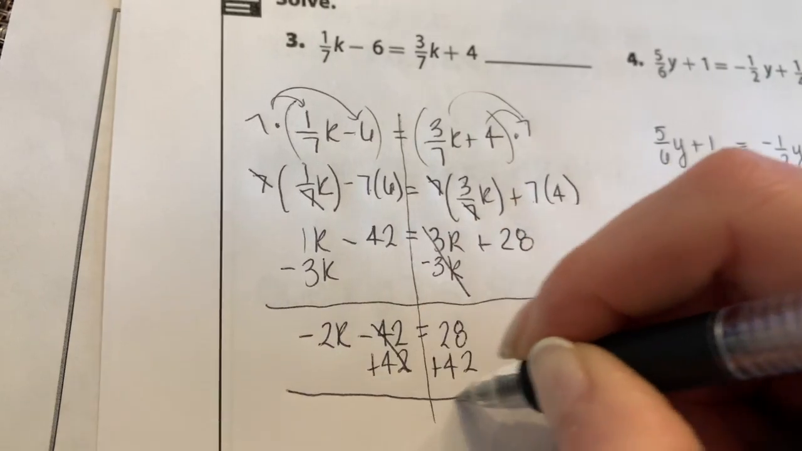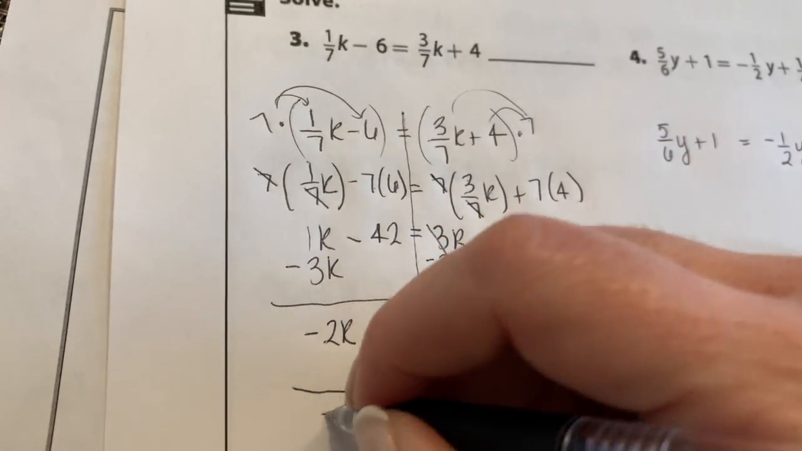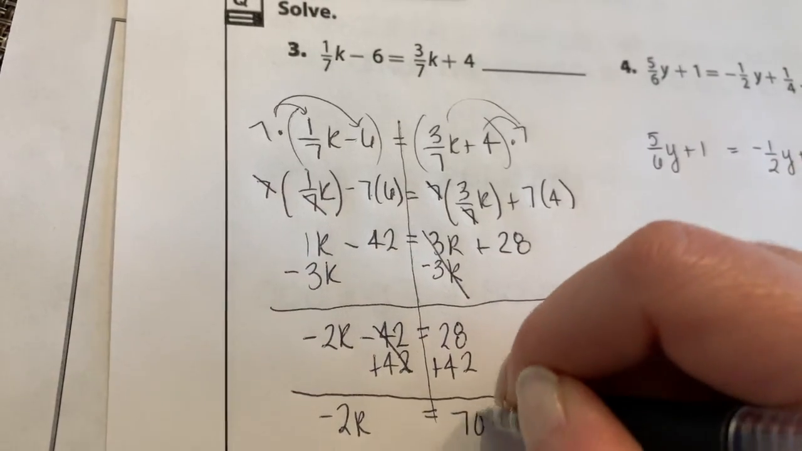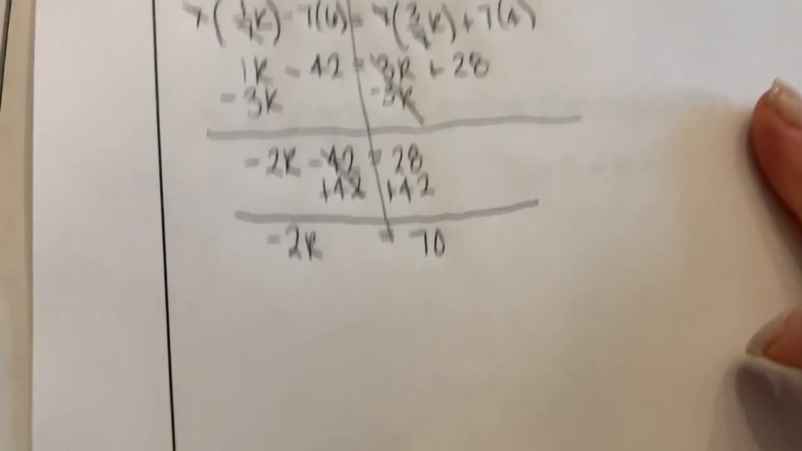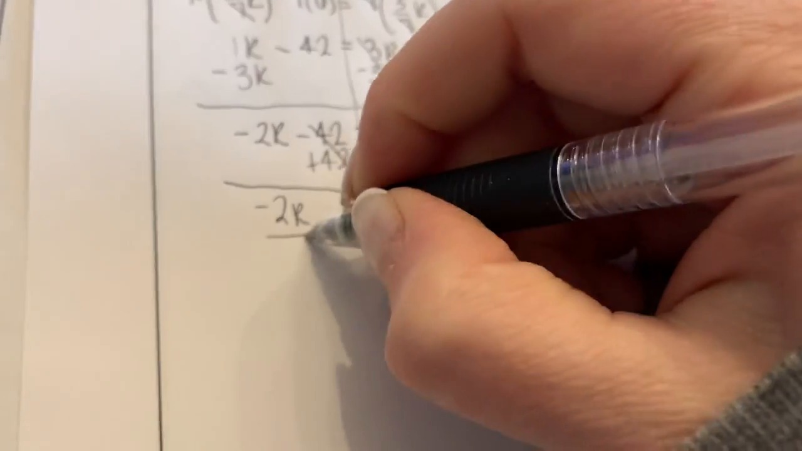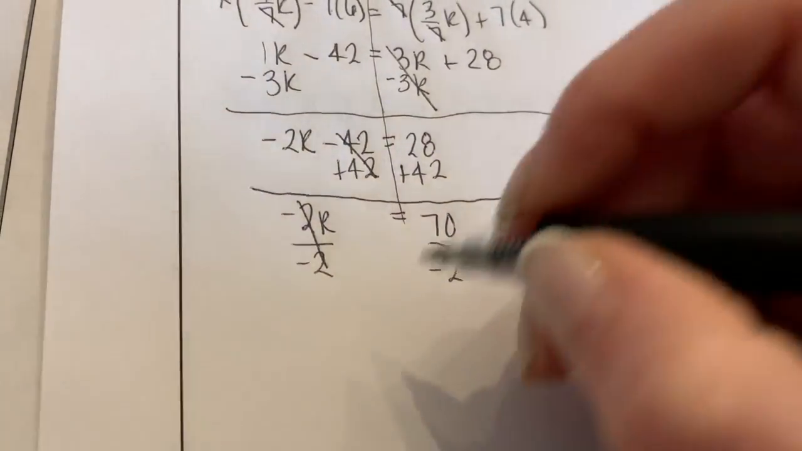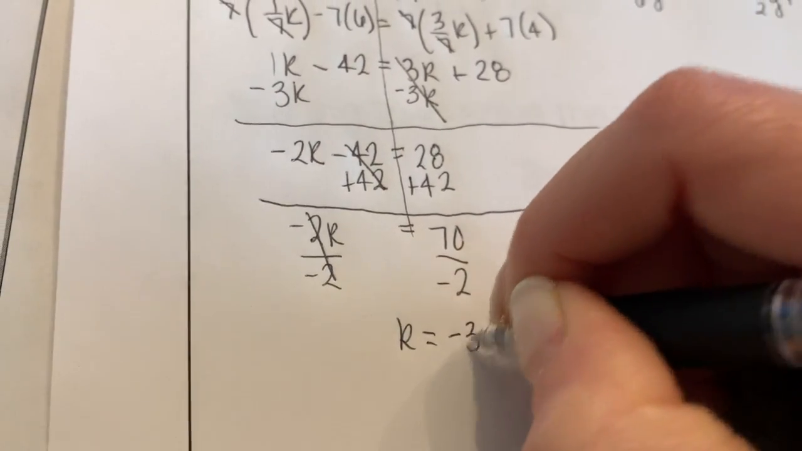Okay, and I'm going to end up with my negative 2k, don't forget that negative, is equal to 70. For my final step, I'm just going to divide by negative 2. What I do to one side, I do to the other side. So k is going to be equal to negative 35.